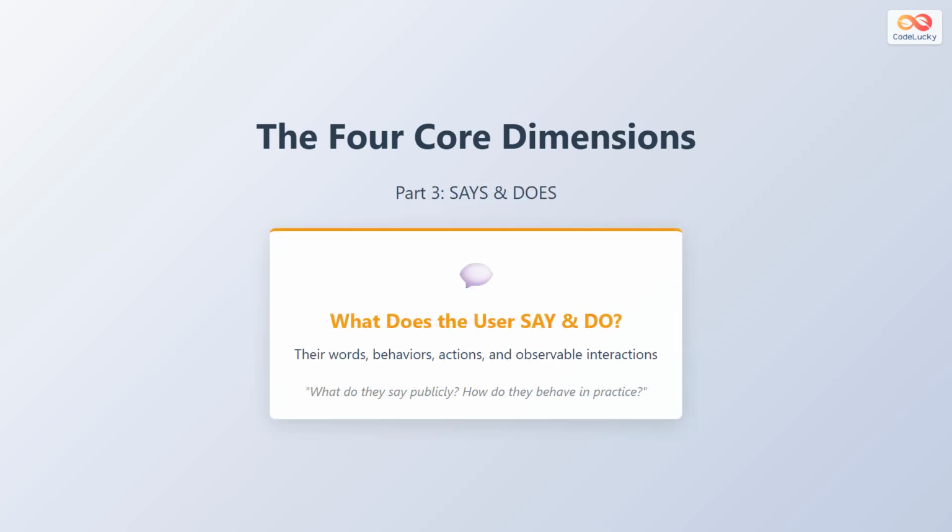The third dimension captures what the user says and does. This includes their words, behaviors, actions, and observable interactions. Here's the key insight: what people say is often different from what they actually do. This gap between words and actions reveals important truths about user behavior and can highlight opportunities for improvement.